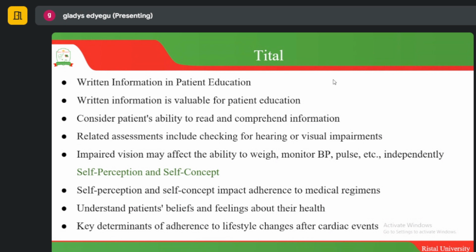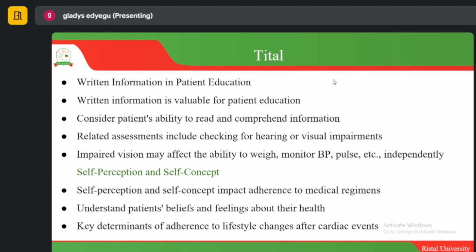Then self-perception and self-concept. Self-perception and self-concept impact adherence to medical regimens. So sometimes our patients are afraid and sometimes they end up not adhering. This can be due to self-perception, the way they feel about the drugs, about maybe the medications you're giving them. So you have to also look at this, because if the patient has a different perception of a certain drug, then he will not adhere to the treatment.